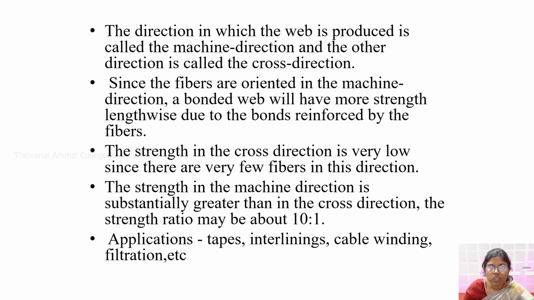So there are two terms which we have to know here: machine direction and cross direction. Machine direction is the direction in which the web is produced, and the other direction, the opposite direction, is called the cross direction.